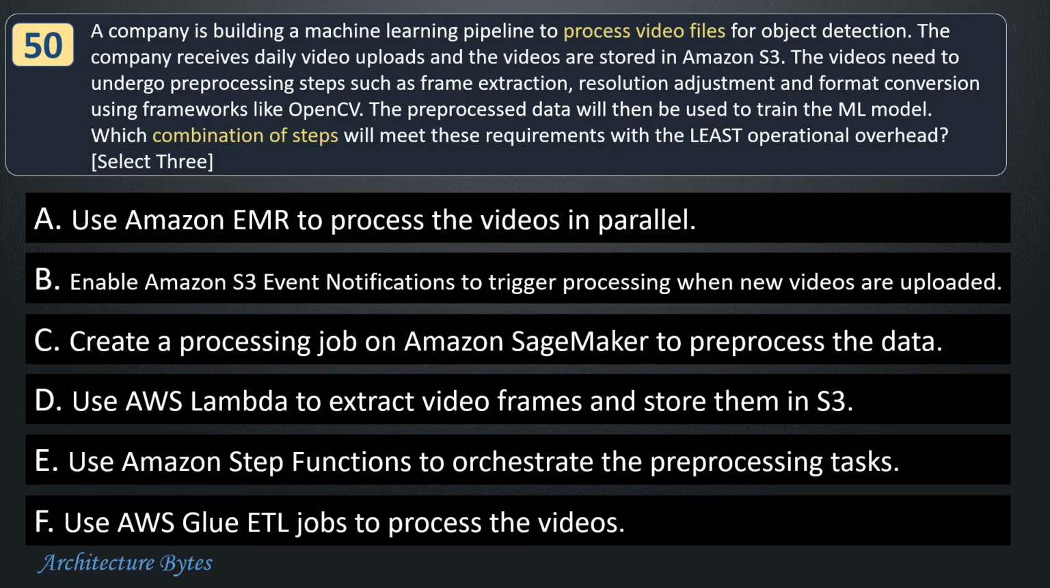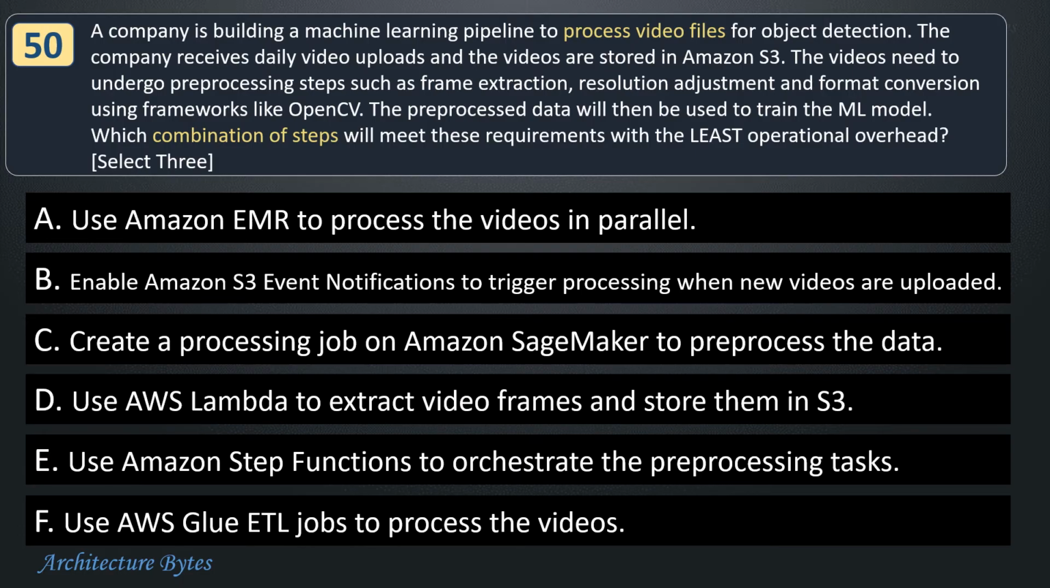A company is building a machine learning pipeline to process video files for object detection. The company receives daily video uploads, and the videos are stored in Amazon S3. The videos need to undergo pre-processing steps such as frame extraction, resolution adjustment, and format conversion using frameworks like OpenCV. The pre-processed data will then be used to train the machine learning model. Which combination of steps will meet these requirements with least operational overhead?